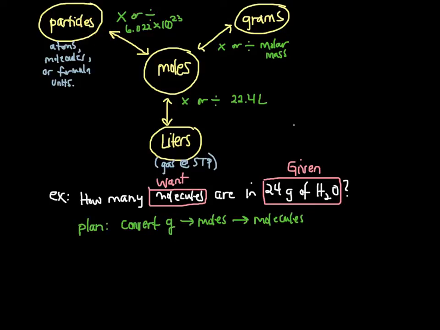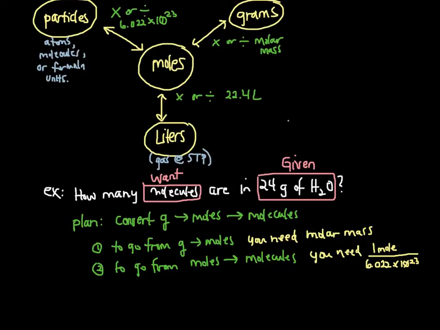So here's the plan. We're going to go from grams to moles, and then moles to molecules. So that'll be two conversions. In those two conversions, the first one you're going to go from grams to moles. And to get from grams to moles, you're going to need the molar mass of the substance. And then once you've converted to moles, to get from moles to particles or moles to molecules, you're going to need this ratio, that 1 mole is equal to 6.022 times 10 to the 23rd particles.